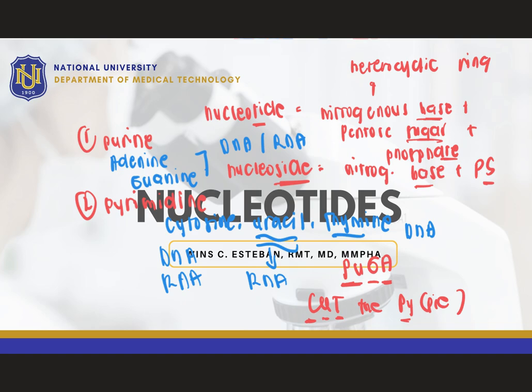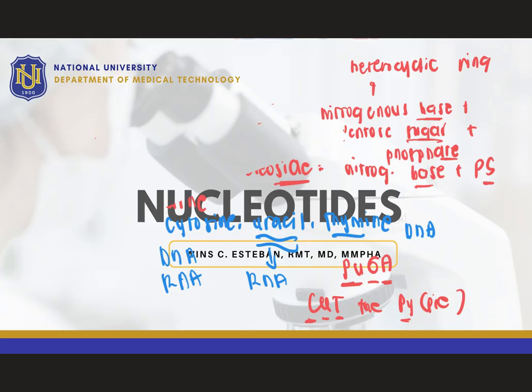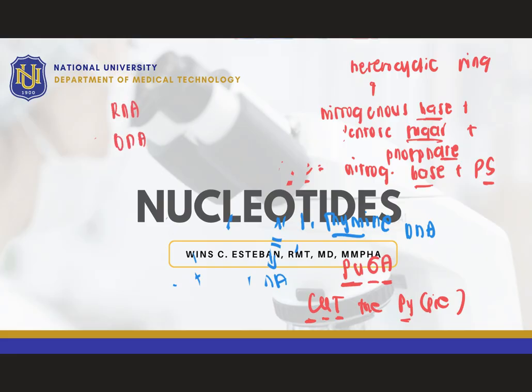So now let's go to your pentose sugar. So let me first erase this one. When we talk about your pentose sugar, there are two types. Again, for pentose sugar, there are two types. We have your RNA and your DNA. So please remember that your RNA is composed of your D-ribose sugar or your ribose. For DNA naman, it is composed of your 2-deoxy-D-ribose or your deoxyribose.